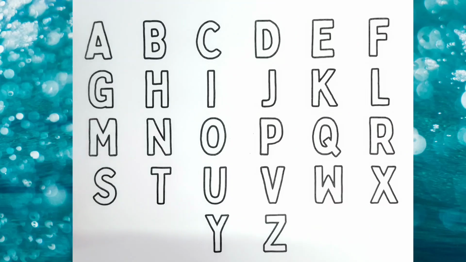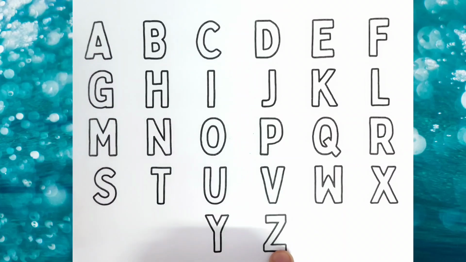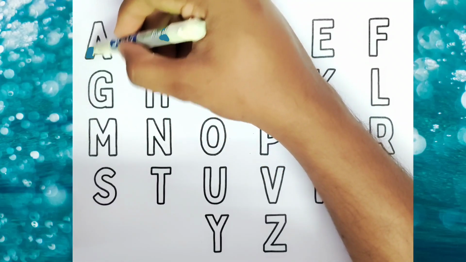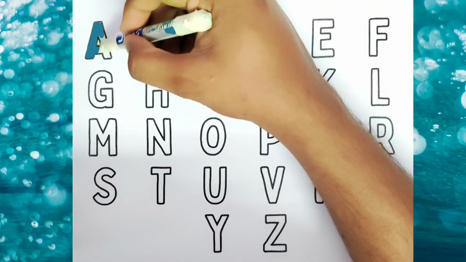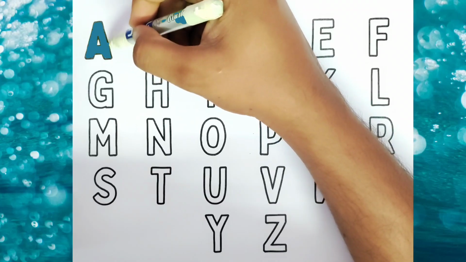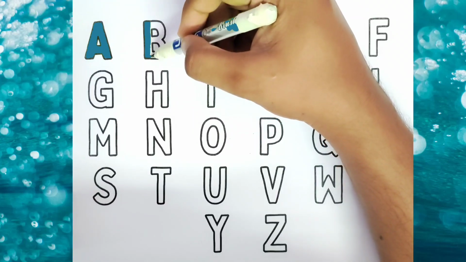Today we are going to learn alphabets. We will be coloring from A to Z. Let us get started. This is A. A for apple. B for ball.